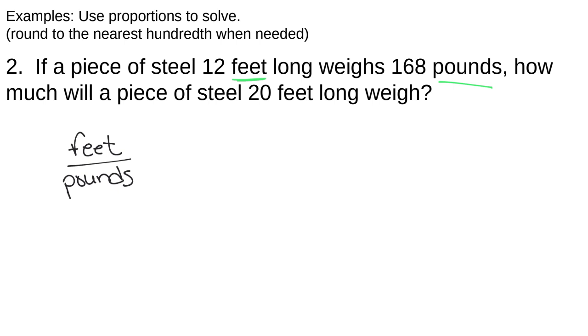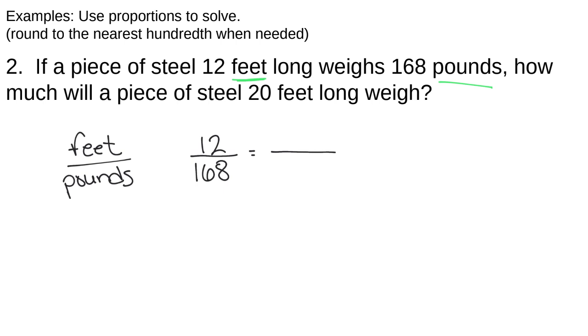Now, in this first sentence, we are told that one of the pieces of steel is 12 feet long and weighs 168 pounds. That's going to be the first ratio that we're going to need in our proportion. 12 is feet, and since we've put feet on the top, we're going to put 12 on the top. And the number of pounds that correspond with 12 feet is 168. So there's our first ratio.